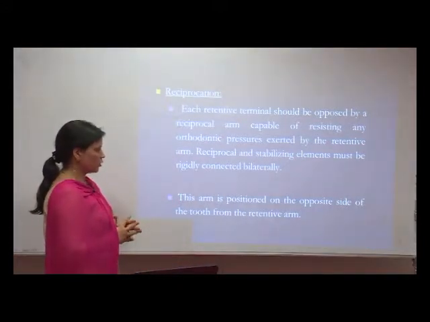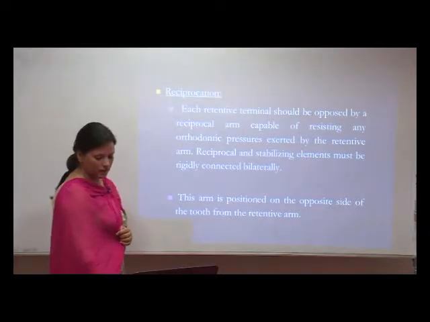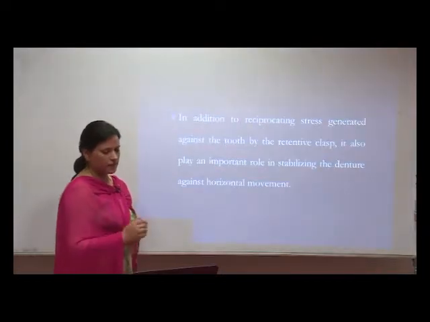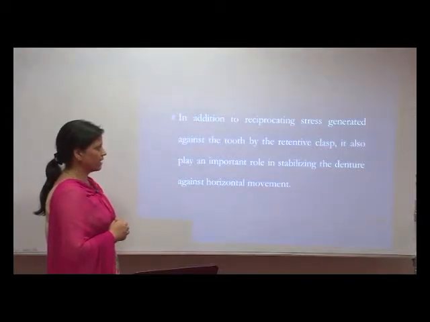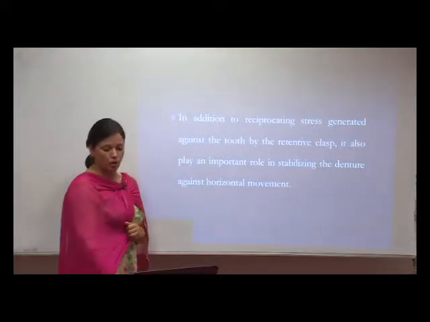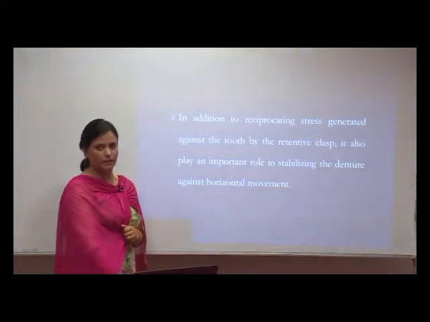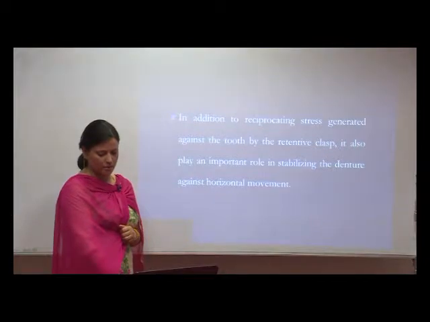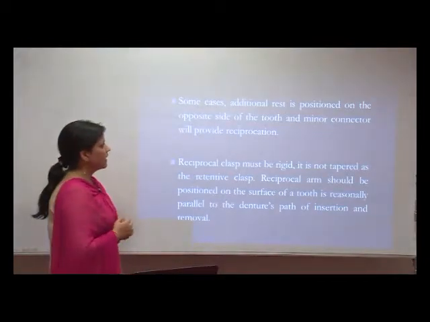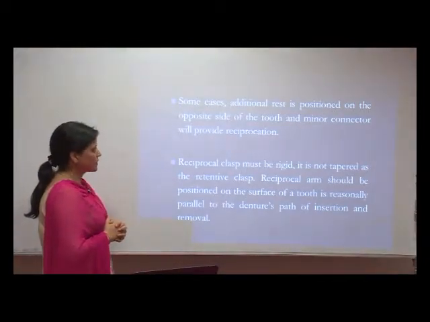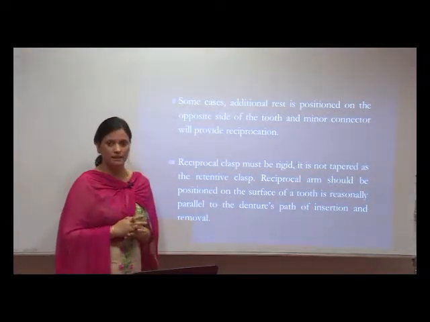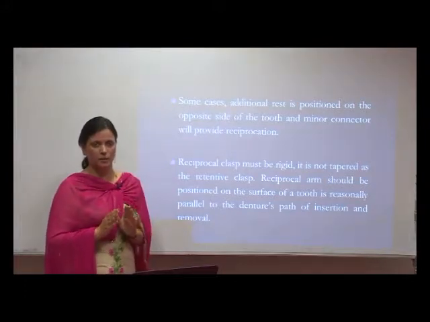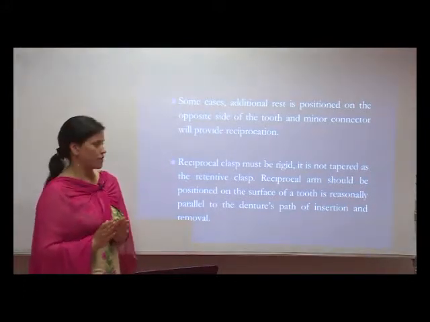This arm is positioned on the opposite side of the tooth from the retentive arm. In addition to reciprocating stress generated against the tooth by the retentive clasp, it also plays an important role in stabilizing the denture against horizontal movement. This function is very important in support of the reciprocal arm. In some cases, an additional rest is positioned on the opposite side of the tooth and the minor connector will provide the reciprocation. So in some cases, even the additional rest seats will provide some amount of reciprocation.